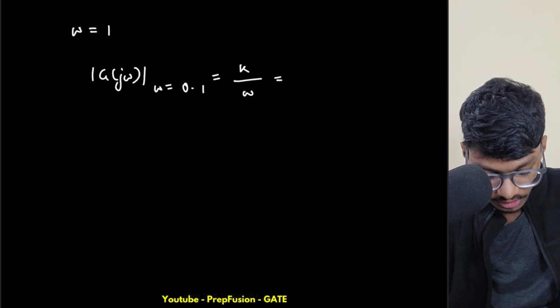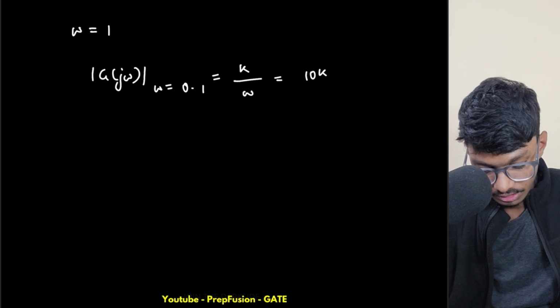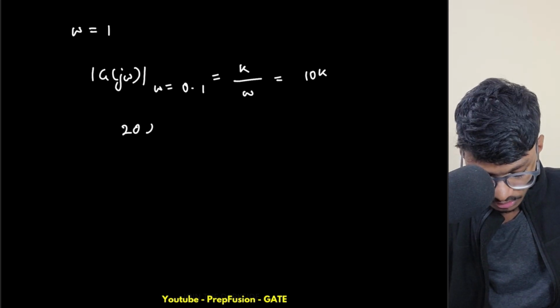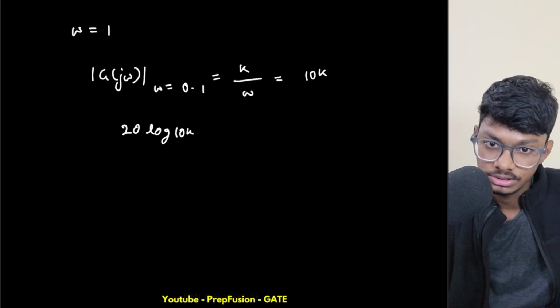Okay, so what is omega? It is 0.1. So this is 10k. At omega equals 0.1, my magnitude is 10k. Okay, in dB it is 20 log 10k. Now we will simply use the slope formula.